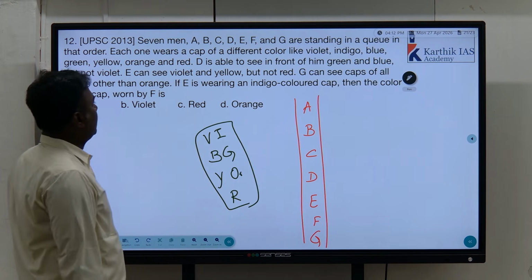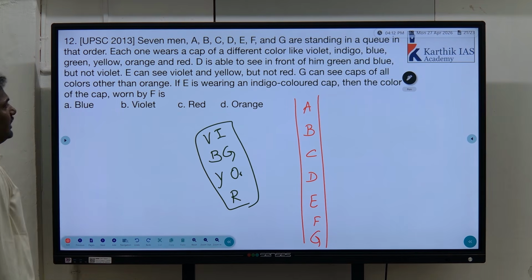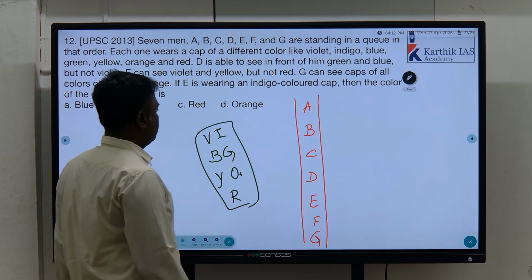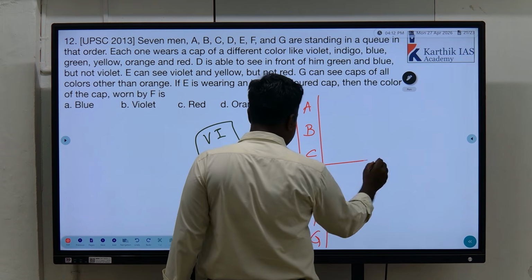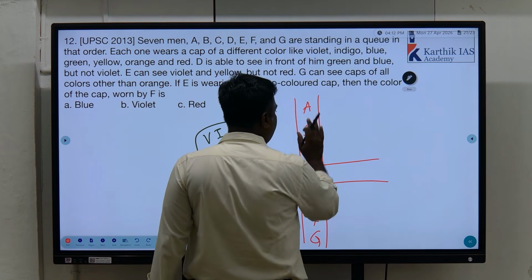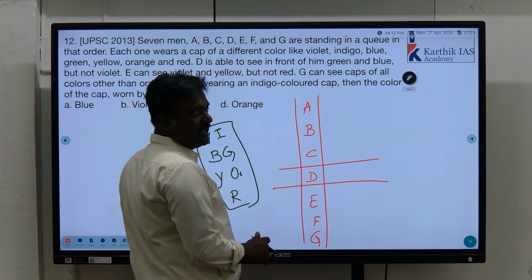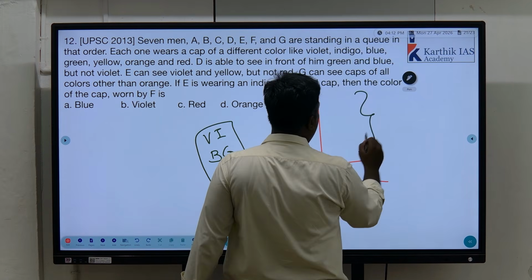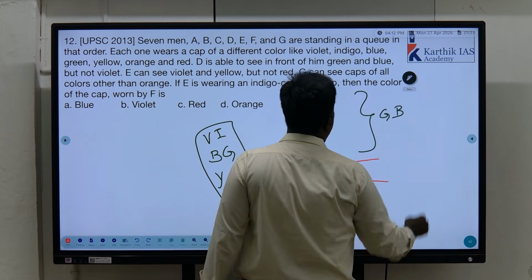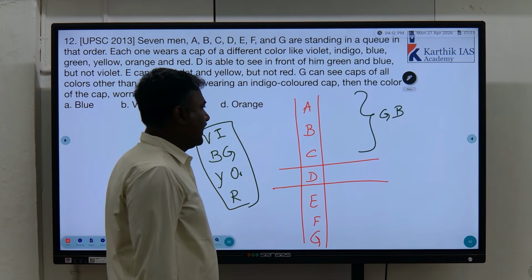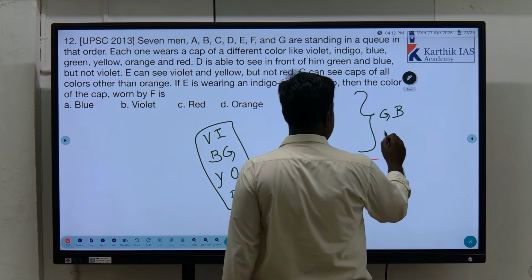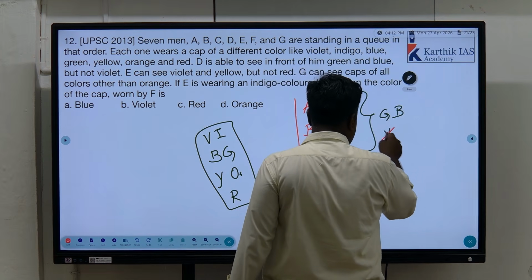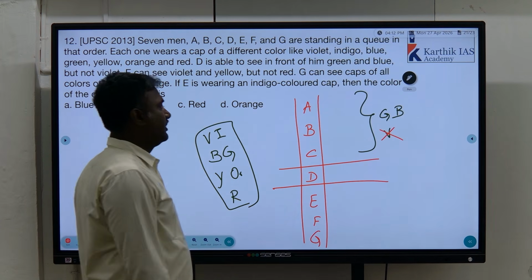Okay. Now D is able to see in front of him green and blue. See, try to understand. D can see only A, B, C, correct? So among these 3, only green and blue are to be there, but not violet. So definitely violet is not among these three.